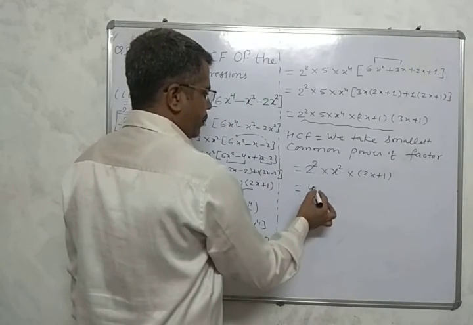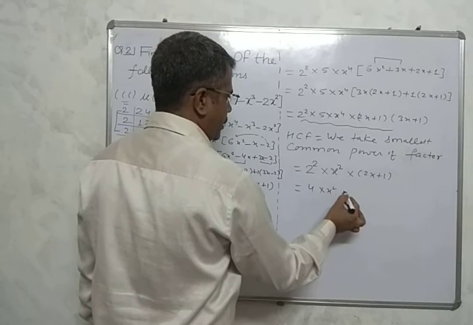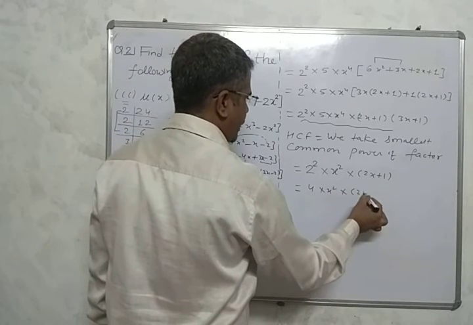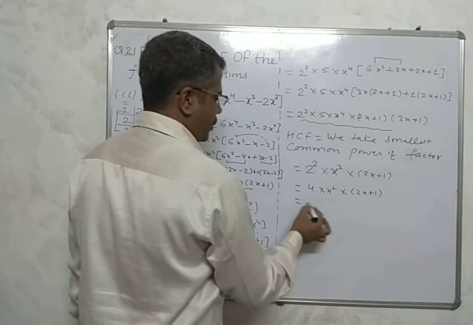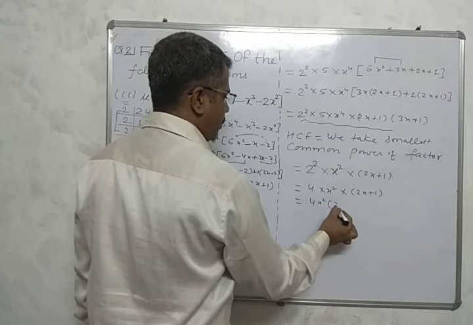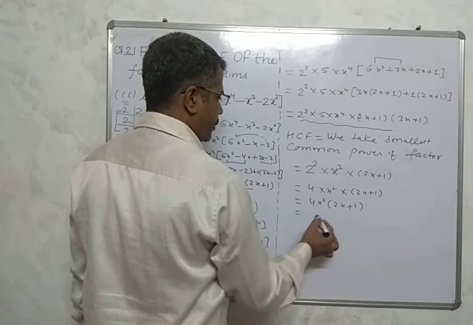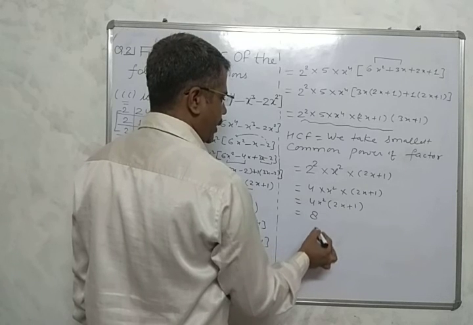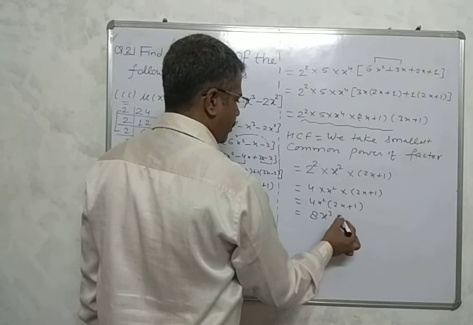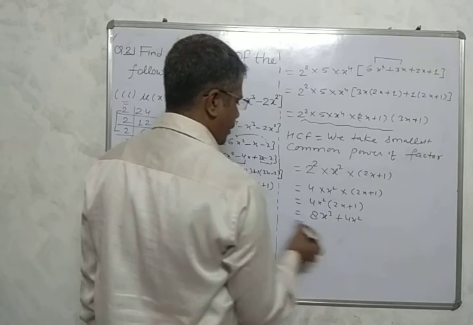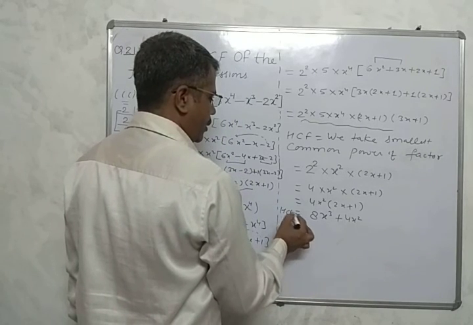2 to the power 2, that is 4, into x square into 2x plus 1. 4x square, 2x plus 1. We multiply 4x square into 2x plus 1. We have 8x cube plus 4x square. This is the required answer.